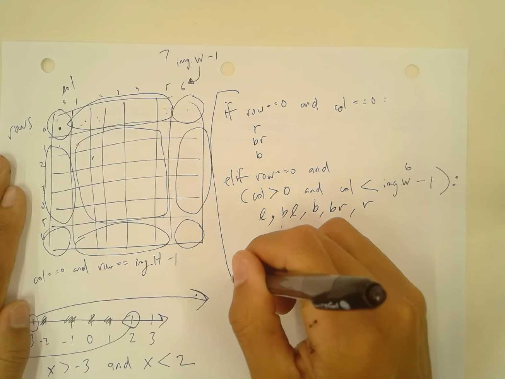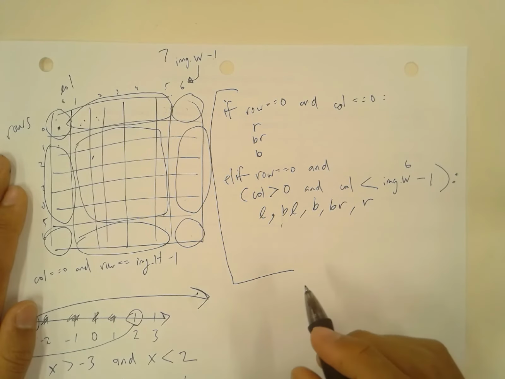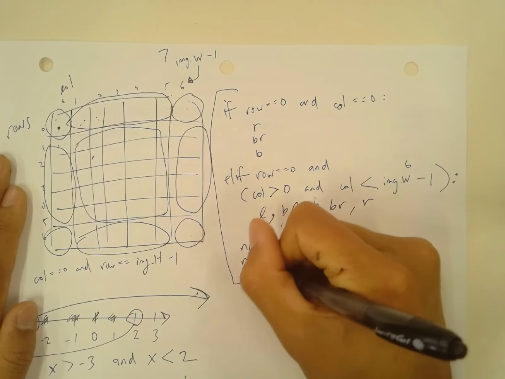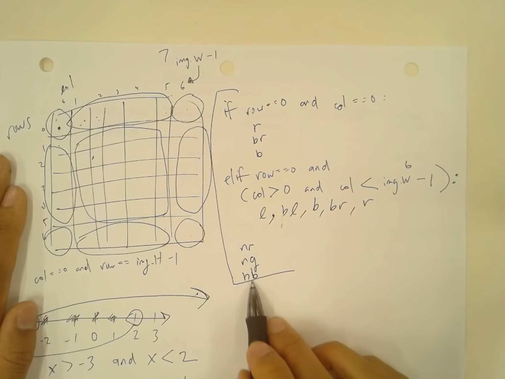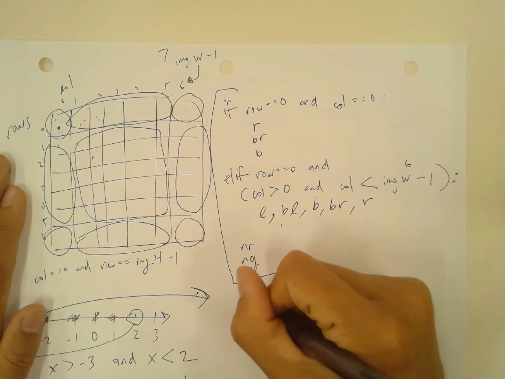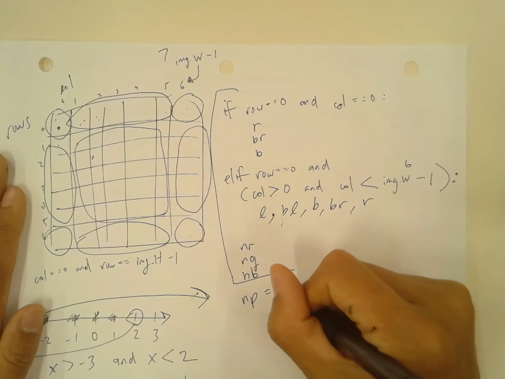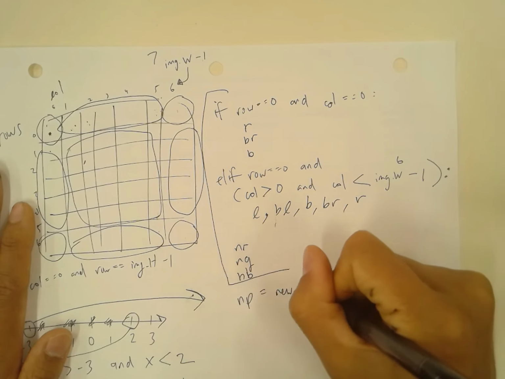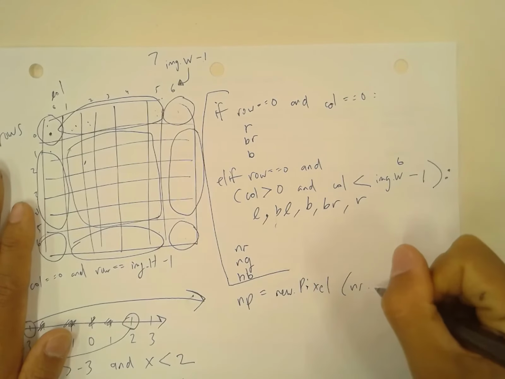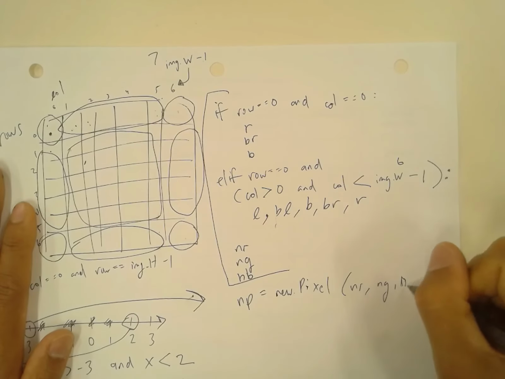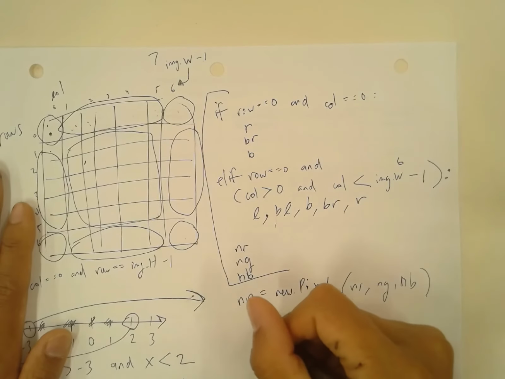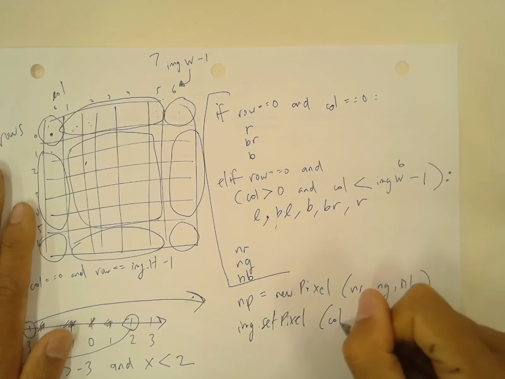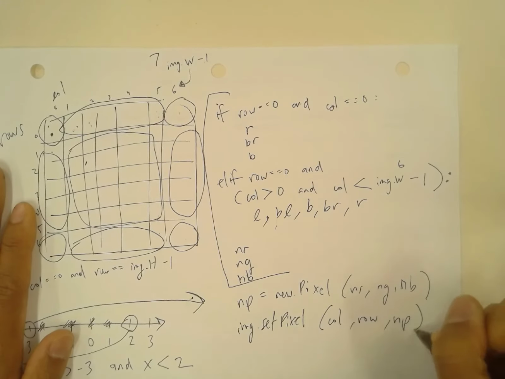And let's say that we have all of that, and we have calculated our new red, our new green, and our new blue in these variables here, right? Then what are we going to do? We're going to say new pixel is equal to, what is it again? New pixel, I think it is. New red, new green, new blue, and then we're going to use set pixel. So we're going to say image.set pixel column row new pixel.